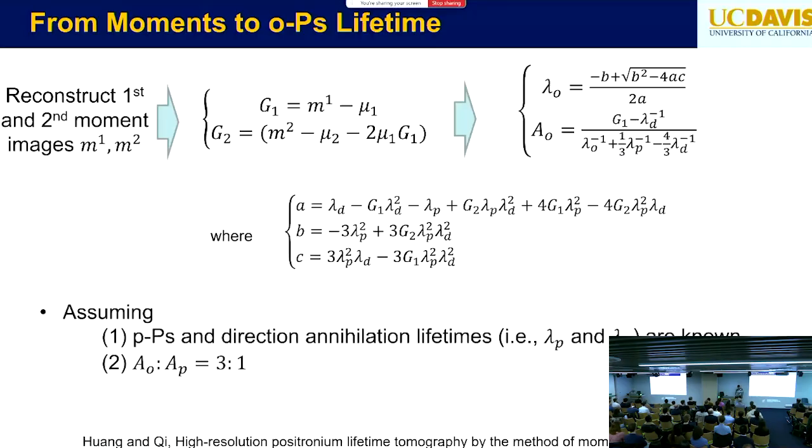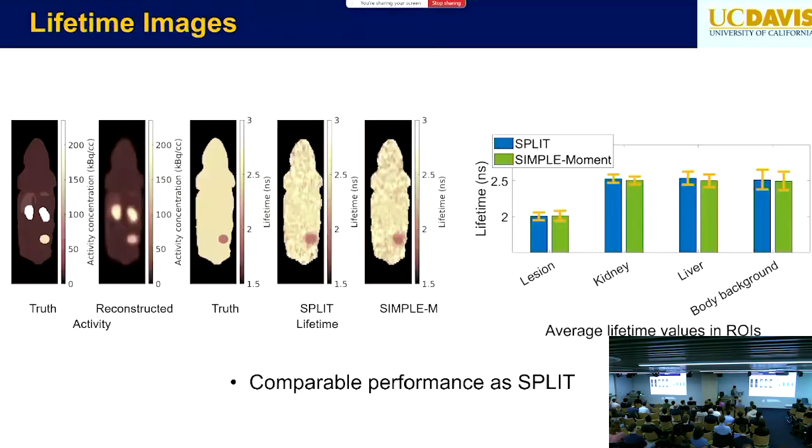So the A, B, C are given there. Don't need to read the details, but just believe me, those are all closed form equations. There's no fitting involved, so very straightforward. And we can apply this to the simulation data. We can show the moment method gives a comparable result as the previous split method with all the fitting and the reconstruction.